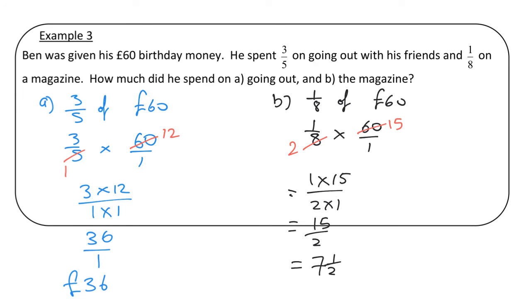Now £7.5 doesn't really, well, it does make sense, but it's not something that we would usually refer to. So we need to do £7, and then half of a pound is 50p. So it's going to be £7.50.